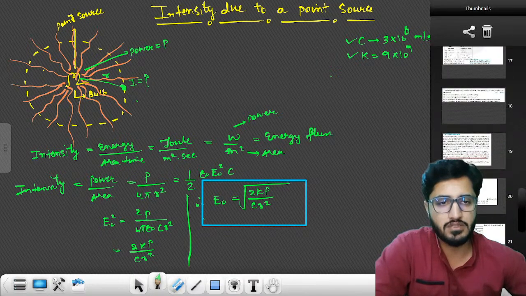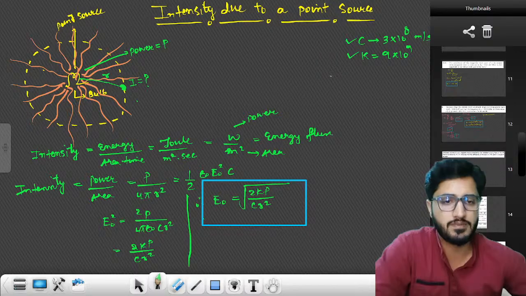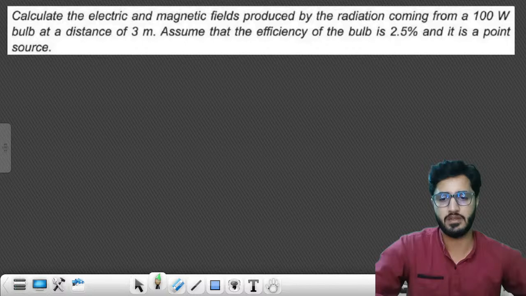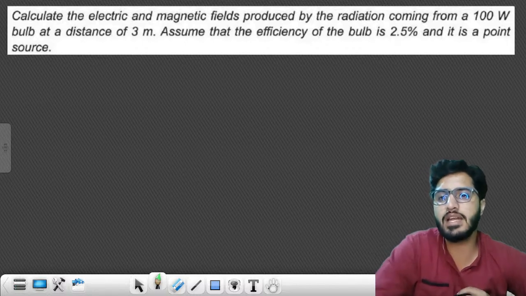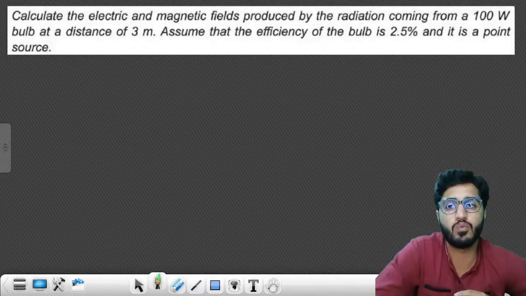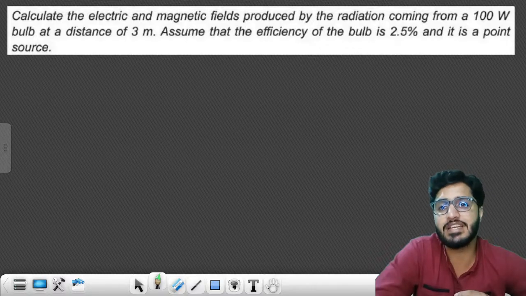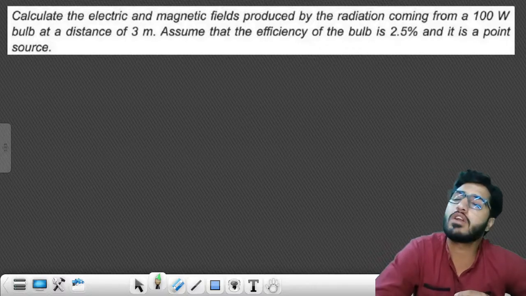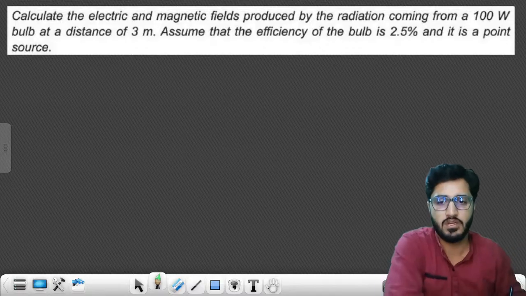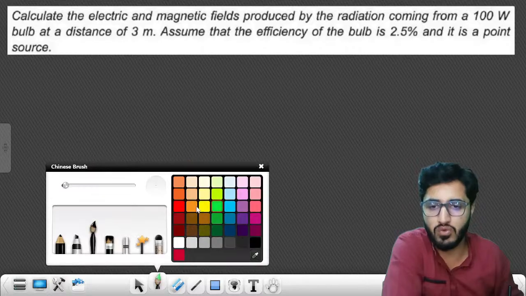So let us do some numericals. This one we are done. Next numerical: calculate the electric and magnetic field produced by radiation coming from a 100-watt bulb at a distance of 3 meter. Now what we have to find out? E naught, then B naught. How to find E naught? Sir, I guess E naught equals 2 kP divided by r square multiplied by C. We know it, so we have to do it.